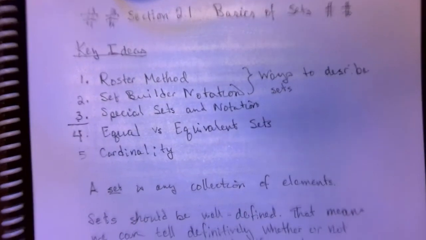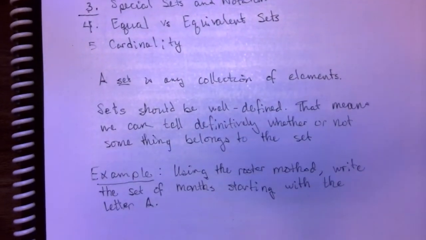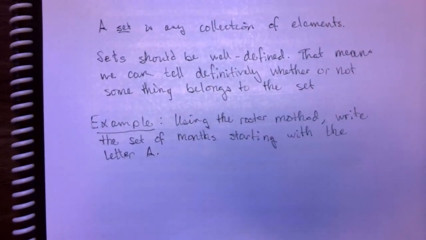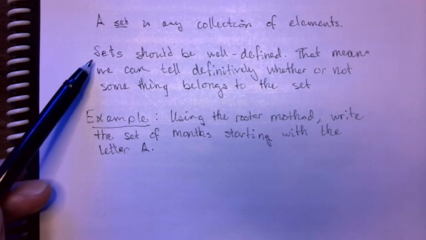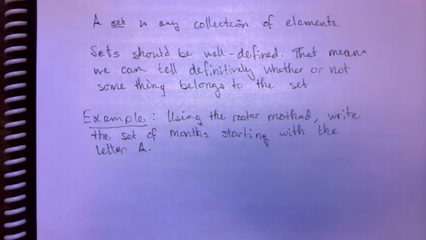Okay, so just so we're all on the same page here, a set is any collection of elements, and furthermore, sets should be well defined, and that means we can definitively tell whether or not something belongs to the set. So an example might be the set of all natural numbers less than 6. So then we can all agree whether or not something is a natural number and whether or not it's less than 6, so we know whether or not it should be in the set.